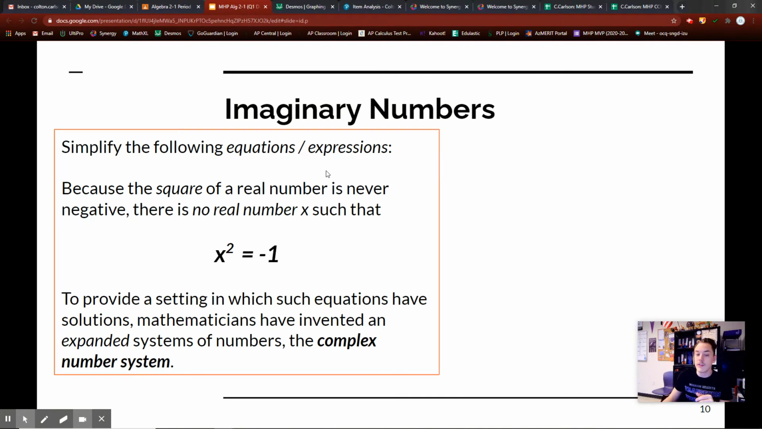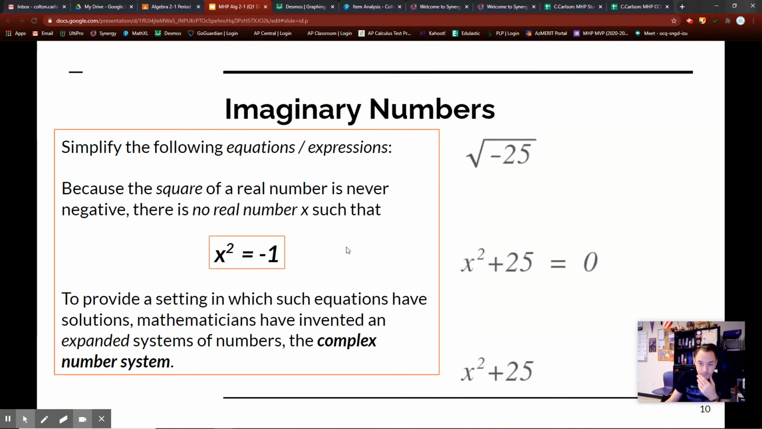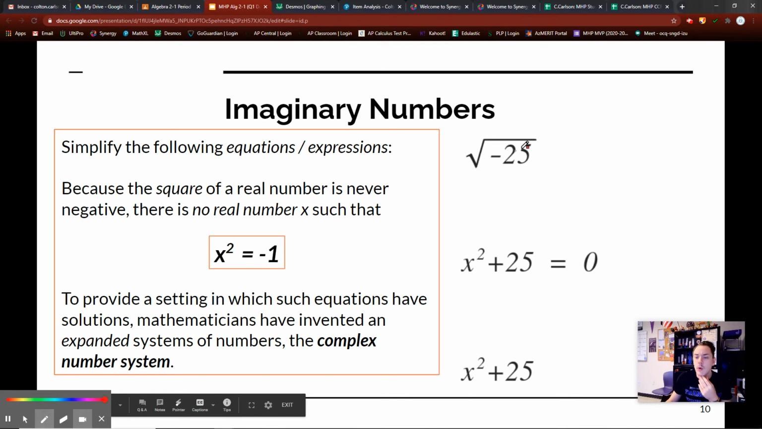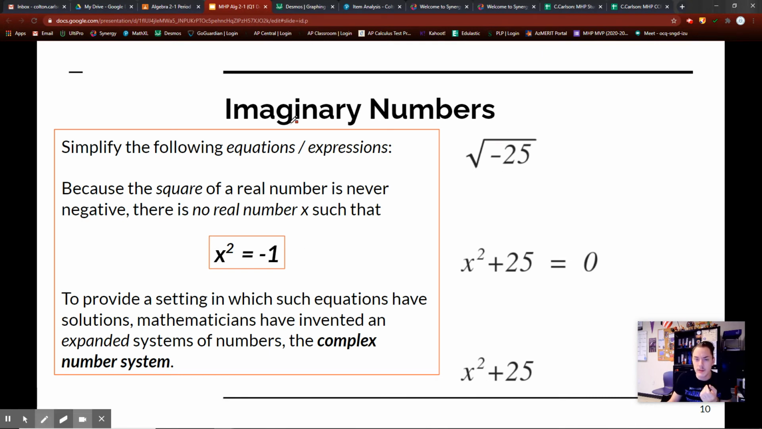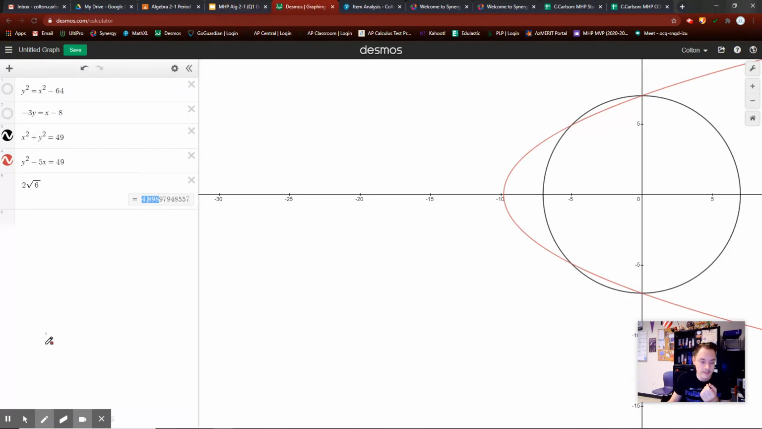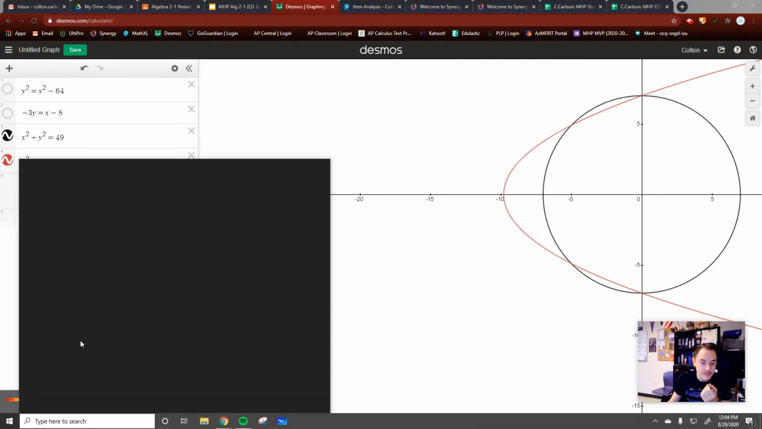So let's solve these questions. What is the square root of negative 25? Well, if I go to Desmos.com, oh my gosh.